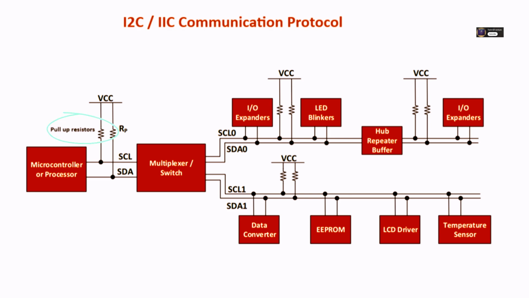Their job is to gently pull the line back up to a high voltage state whenever no device is actively pulling it low. They ensure that when nothing's happening, or when a device wants to send a logical 1 by letting go, the line is in a stable, defined high state. Ah, okay. Without them, it would just float and nothing would work. Total chaos, complete communication failure. They're absolutely mandatory for I²C.